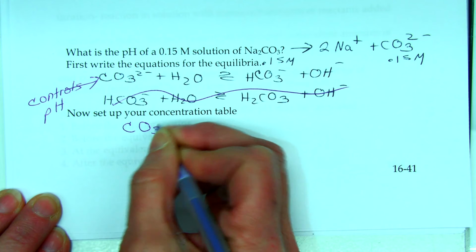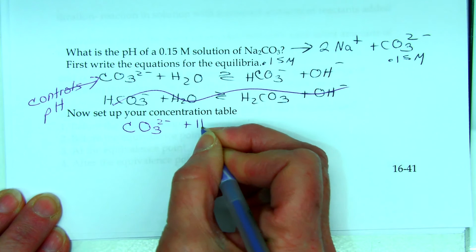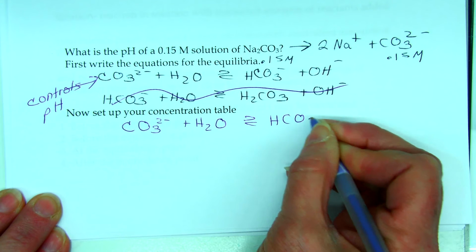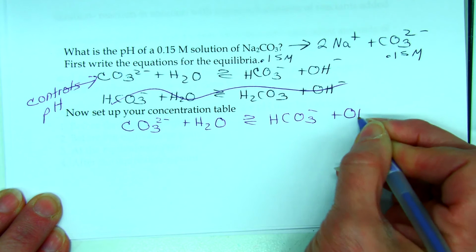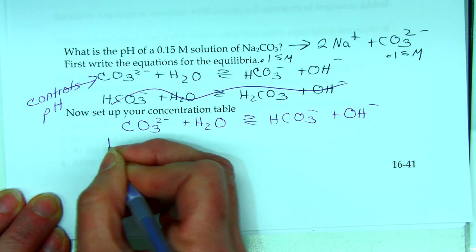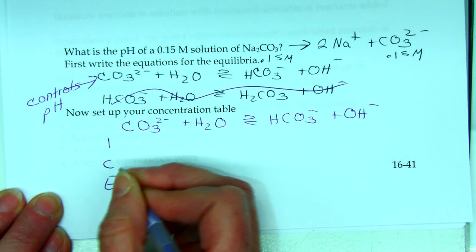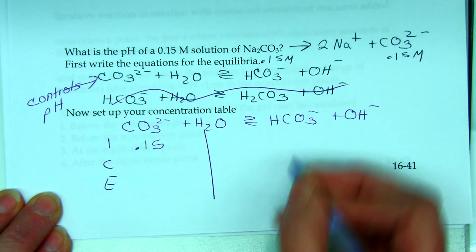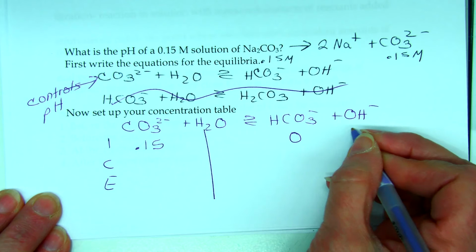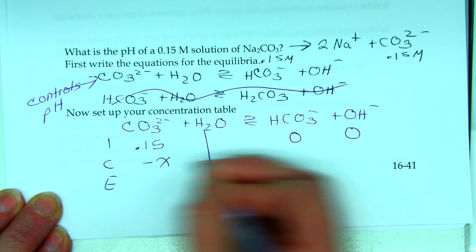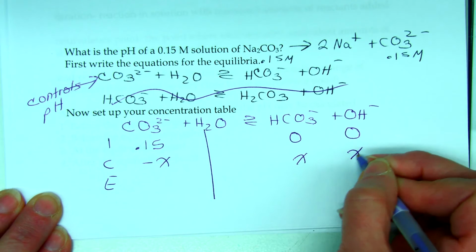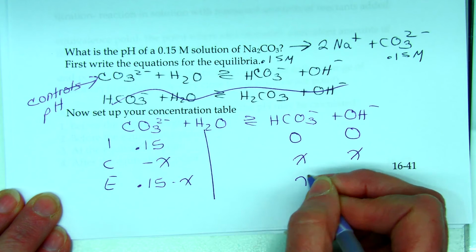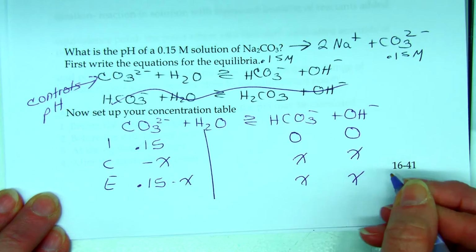So we have carbonate reacting with water to make hydrogen carbonate ion plus hydroxide. We have 0.15 molar. We ignore the water. We have 0 and 0. Minus x, x, and x. At equilibrium, 0.15 minus x, x, and x.